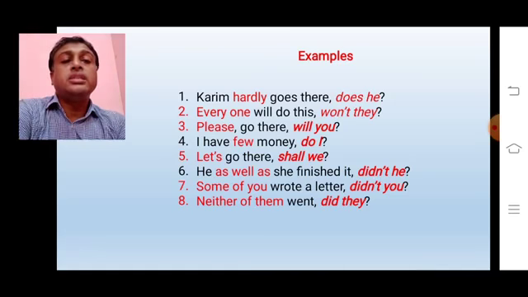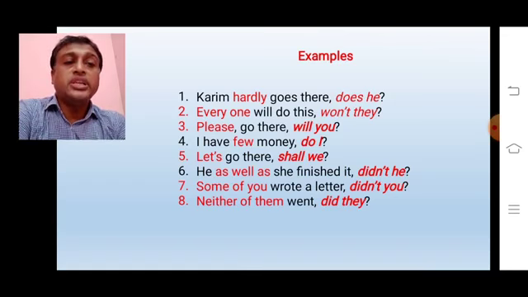Please go there. This is an example of an imperative sentence because this sentence has started with please. We know if an imperative sentence starts with please, we have to write will you or won't you. I have few money. This is an example of an assertive sentence. Here few is a negative word. So the answer of this statement is do I. Let's go there. This is an example of an imperative sentence. We know if a sentence starts with let's, the answer of this statement is shall we.